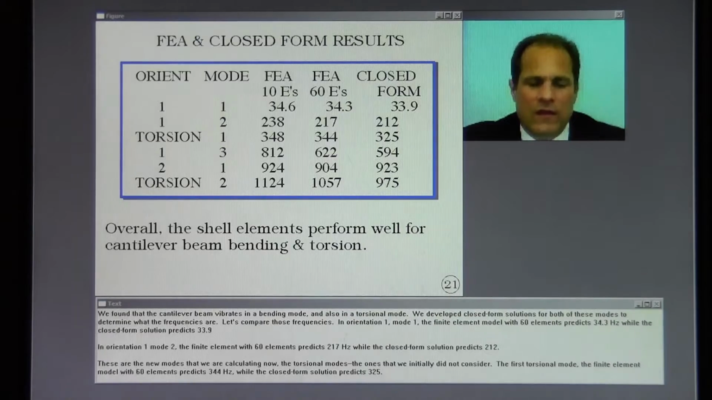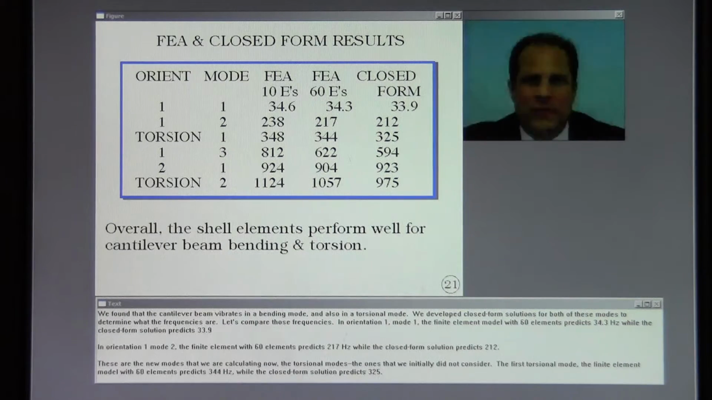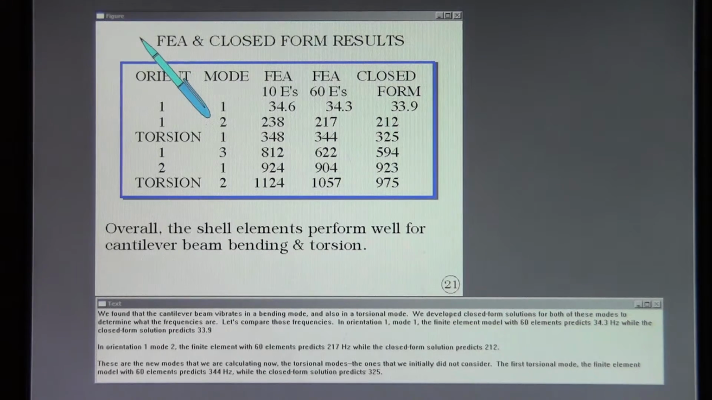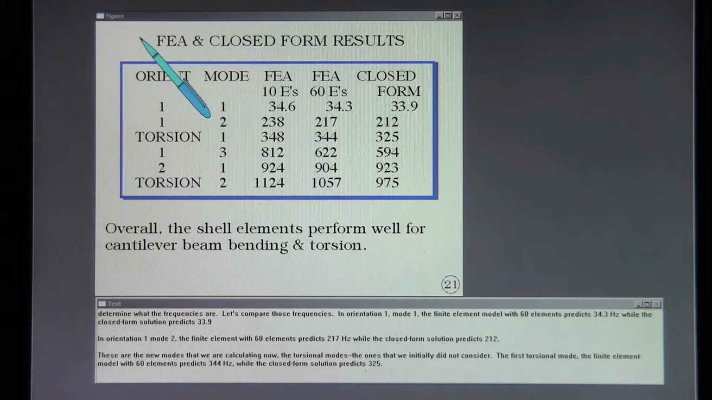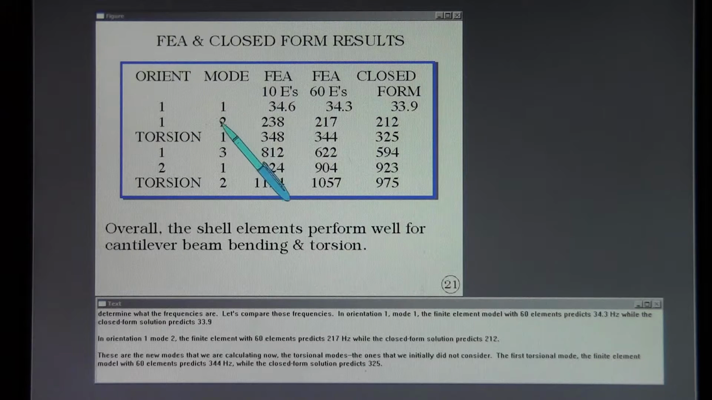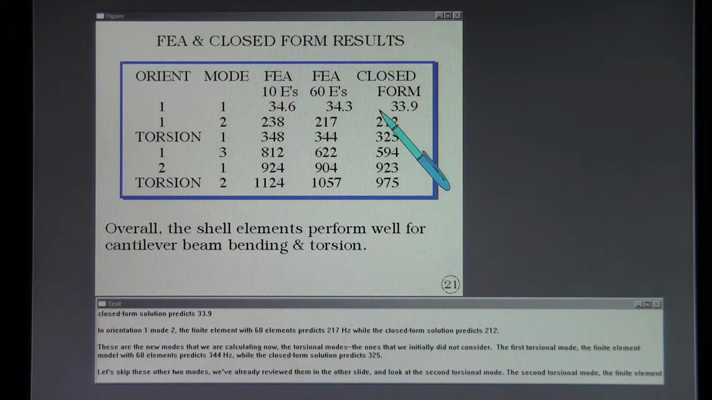We found that the cantilever beam vibrates in a bending mode and also in a torsion mode. We developed closed-form solutions for both of these modes to determine what the frequencies are. Let's compare those frequencies. In orientation 1, mode 1, the finite element model with 60 elements predicts 34.3 Hertz, while the closed-form solution predicts 33.9. In orientation 1, mode 2, the finite element model with 60 elements predicts 217 Hertz, while the closed-form solution predicts 212.